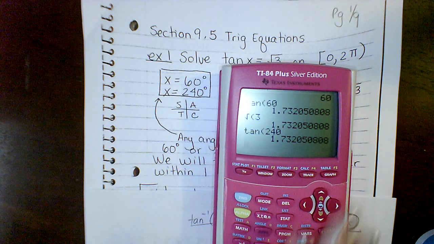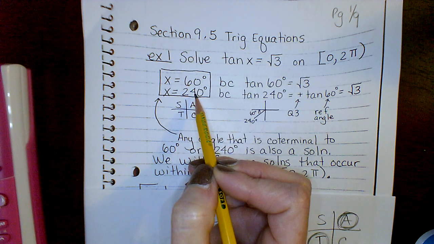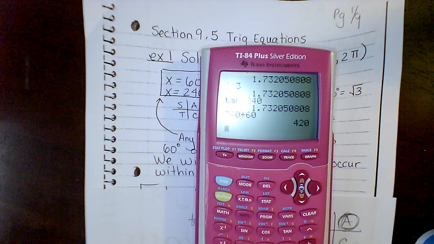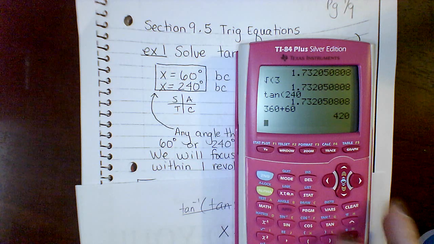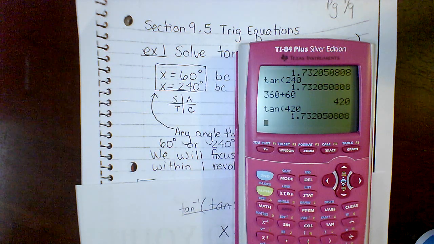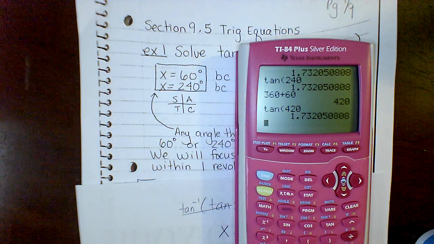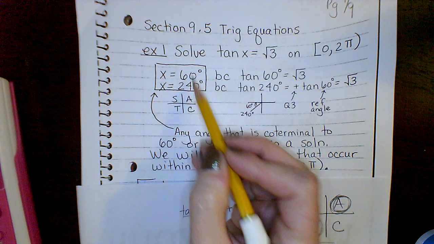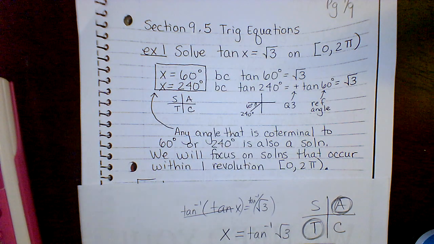Any angle that is coterminal to these will also work. So, for instance, if I take 360 plus 60, and I get 420 degrees, let me scooch this over a little bit because of the glare. The tangent of 420 degrees is also the square root of 3, because that 420 degrees is coterminal to 60. So that gives us a problem. When do I stop? If I can just keep on adding or subtracting 360 to these answers, how do I know when to stop looking for answers?